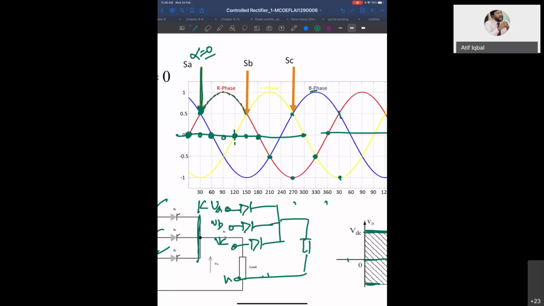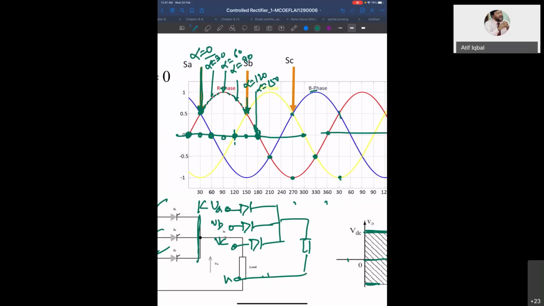So this is my alpha equal to 0 point. This will be my alpha equal to 30 degree. This will be my alpha equal to 60 degree. This will be my alpha equal to 90 degree. And this will be alpha, 30, 60. This is 30, this is 60, this is 90, this is 120. This is my alpha equal to 120 point. And this is my alpha equal to 150 point. This is how you measure the angle.